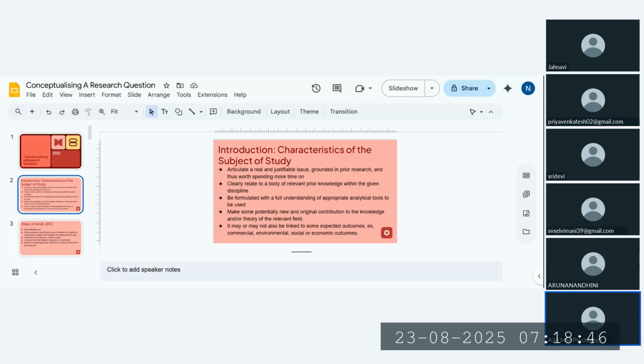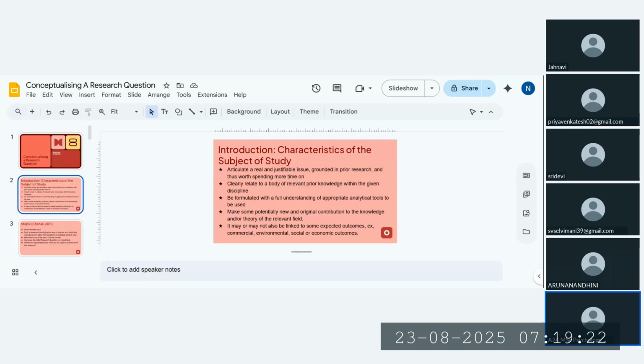It should make some potentially new and original contribution to the knowledge and or theory of the relevant field. So we take psychology, we take a theme in that, and we say we are going to do research in this particular area. Am I contributing something new to either the theory which exists, or am I contributing some extra knowledge? The theory is only a theory. When you look at evidence to support the theory, am I giving further evidence that relates to some particular aspect of that theory that nobody else has looked at before?